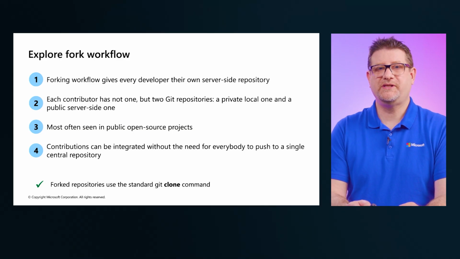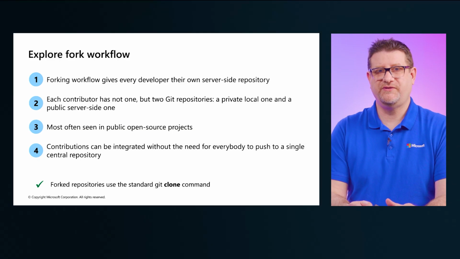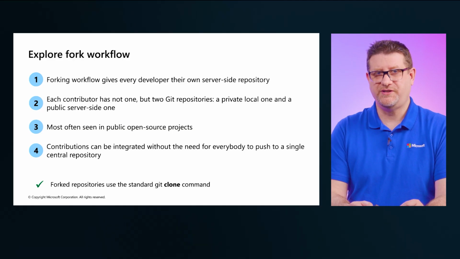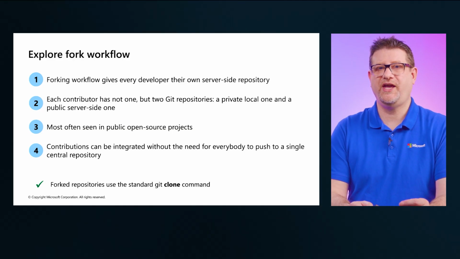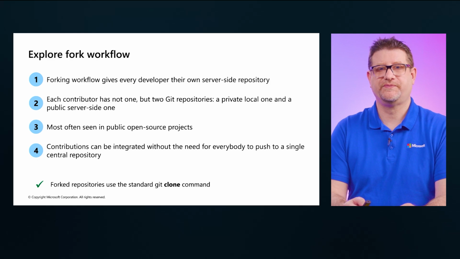Forked repositories are typically managed using a standard git clone command, which helps streamline the process of copying and working with the code. By using the fork workflow, organizations can encourage contributions from a wide range of developers without risking the stability of the main code base. This method is particularly effective in public open source projects where many contributors may only occasionally submit changes. The separation between private and public repositories ensures that code can be reviewed and tested before being merged, and supports better code quality and project governance.